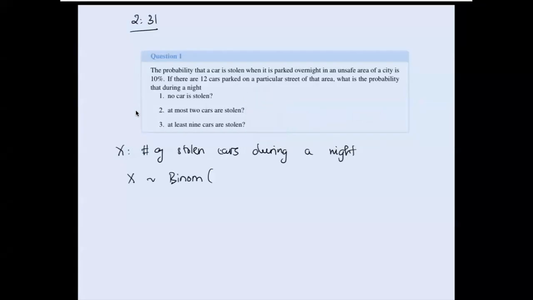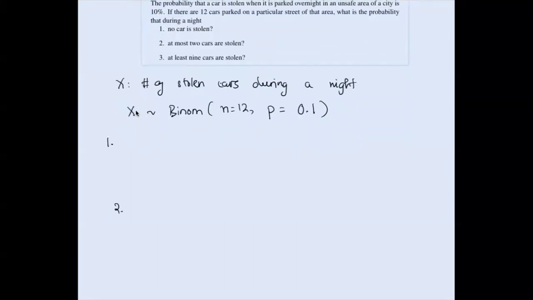stolen or not. So we will have n equal to 12, and probability of success, because we are interested in the number of cars that got stolen. So stolen is success. And the probability of a car getting stolen is 10%. So probability of success is 0.1. So that's all I need you to know about the distribution. From here, you will see that we basically just use what we learned in the previous chapter.